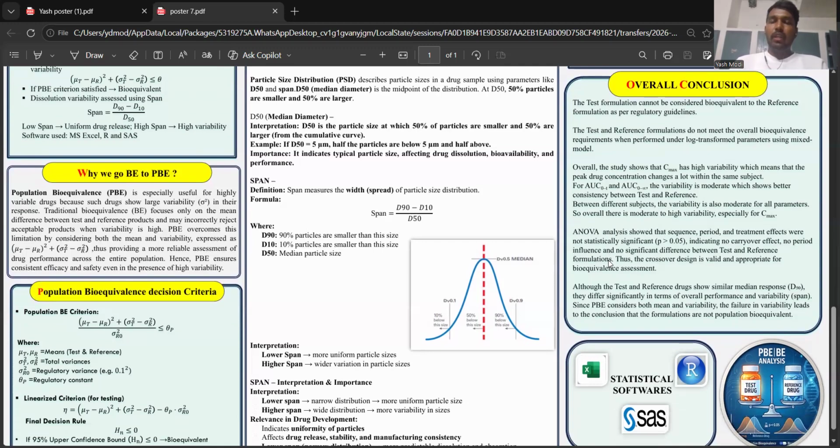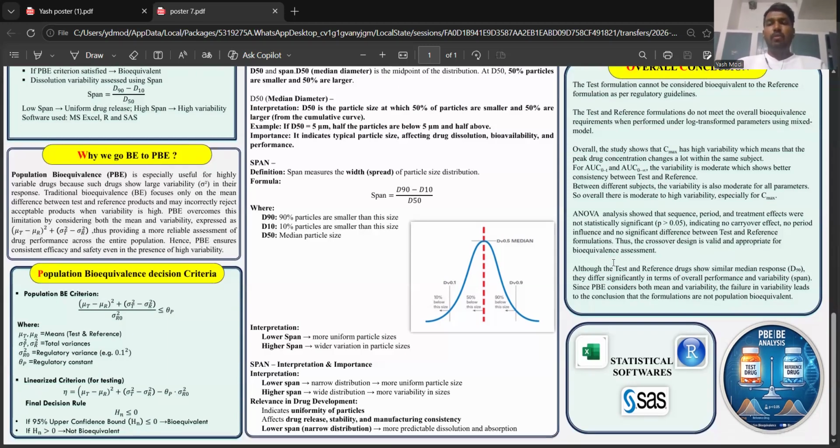Overall the study shows that Cmax has a high variability, which means that the peak drug concentration changes within the same subject. For AUC 0 to t and AUC 0 to infinity, the variability is moderate, which shows better consistency between test and reference. Between different subjects, our variability is also moderate for all parameters. So overall, there is moderate to high variability, especially for Cmax.